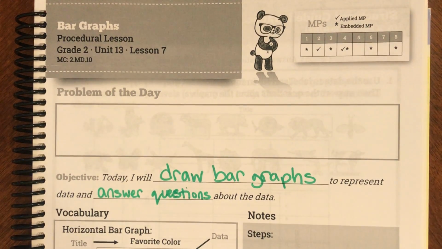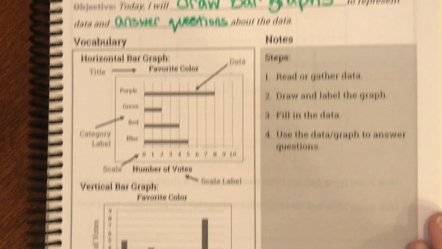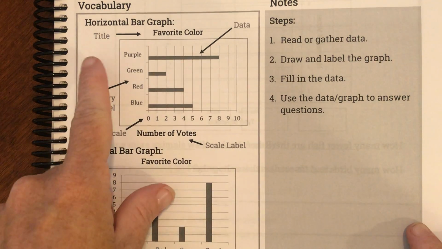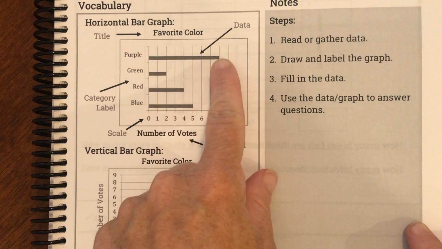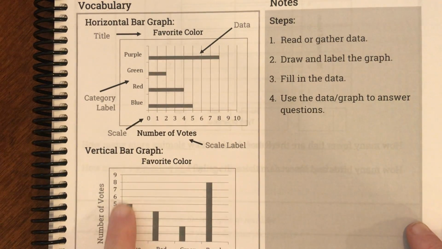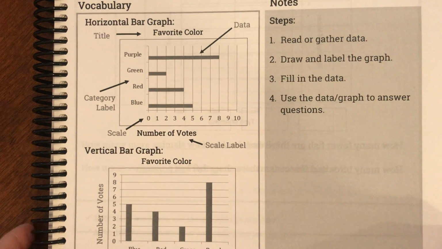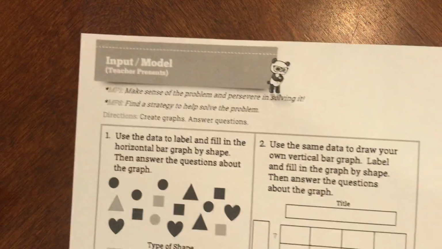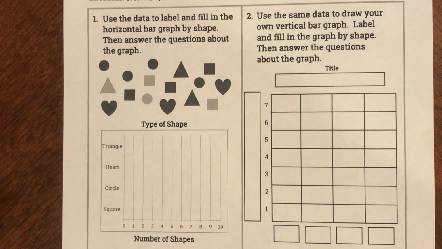Okay, so if we look at our vocabulary, ladies and gentlemen, nothing has changed. Just a quick reminder that horizontal bar graphs mean our bars are going horizontal, and vertical mean the bars are going vertically. And everything else is the same. So I'm just going to get started on my problem. So I'm going to grab my red pen. And here is my first problem.